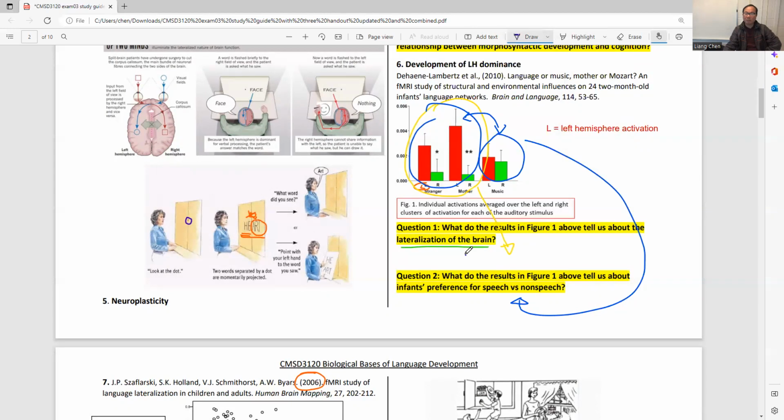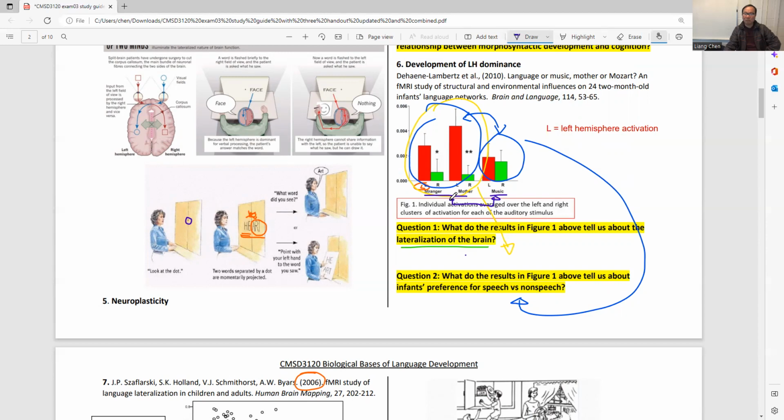If you compare the music with the speech, compare these two, then you will be able to answer the second question. Do children prefer speech over non-speech? Because the brain, particularly the left hemisphere, activated more strongly to the speech than to non-speech, to music in this case.